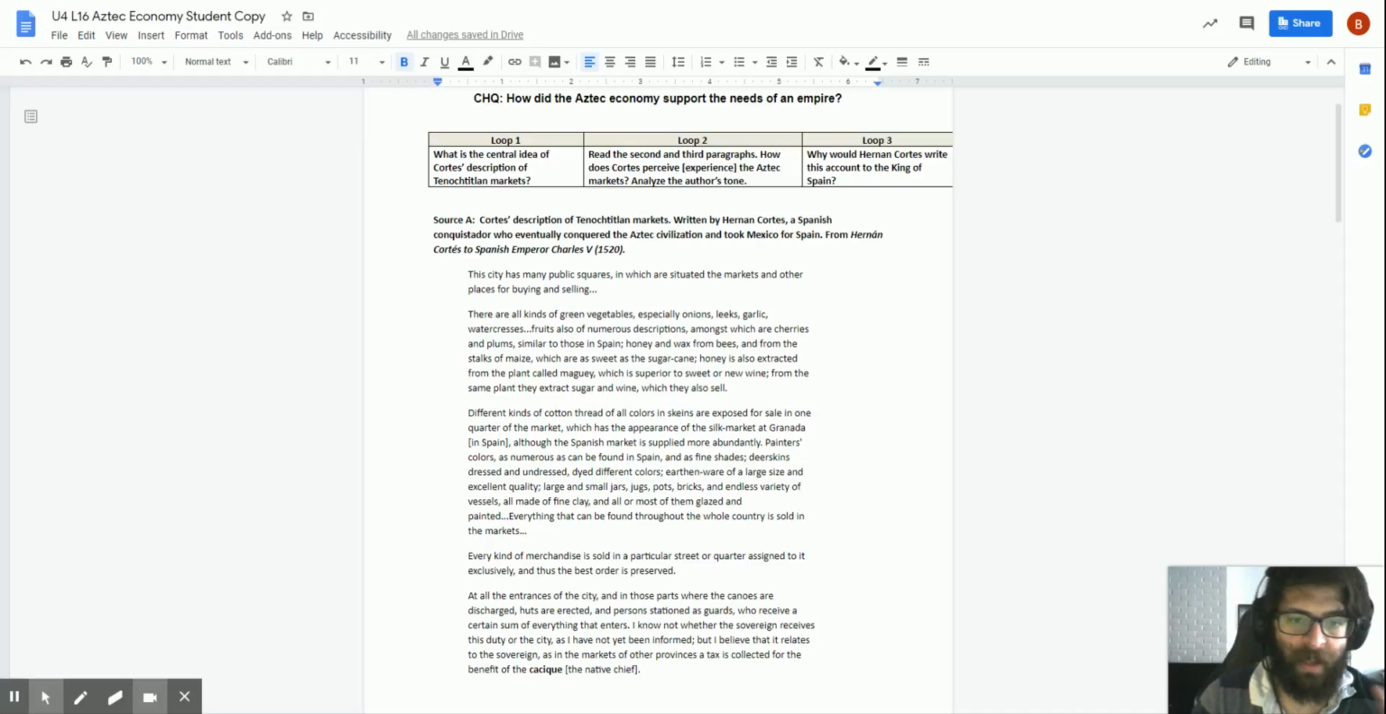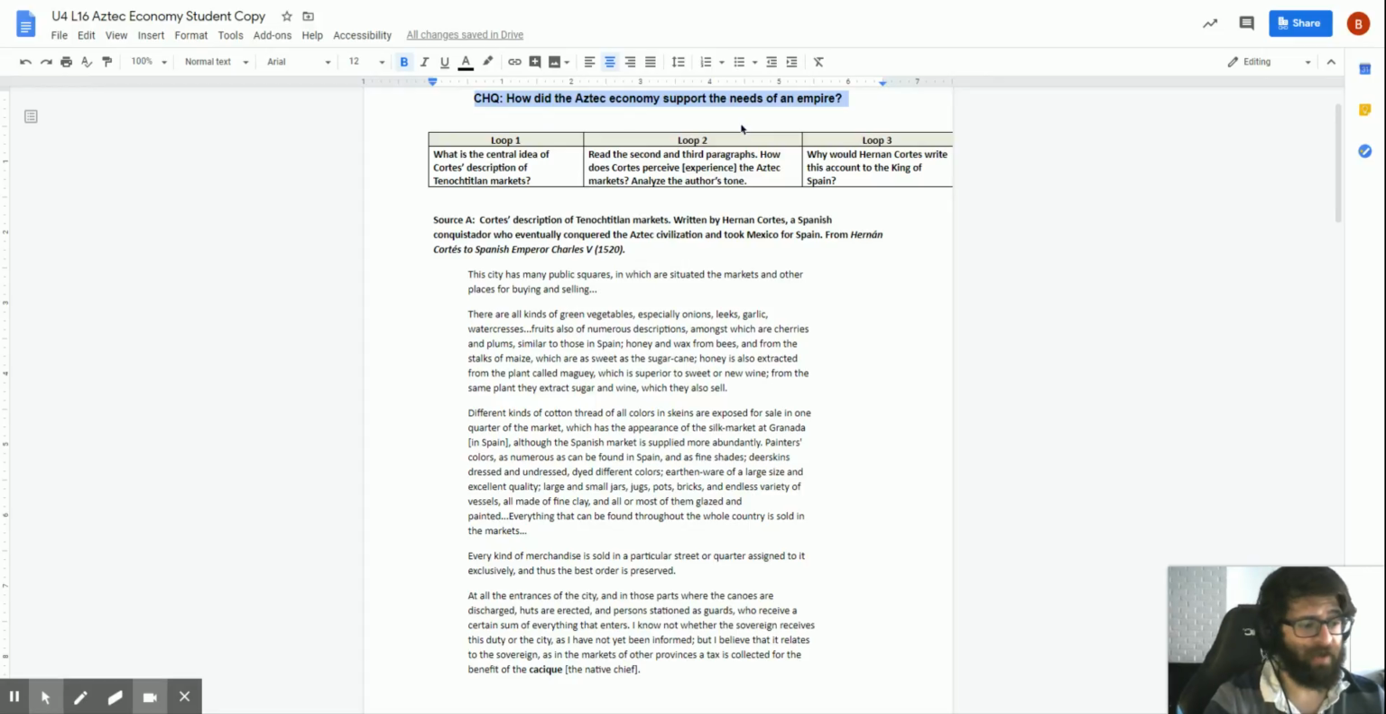Okay, 6th grade. Here's the last bit of info that you need to do for today's lesson, the source itself. As you can see, it gives us, once again, the CHQ up at the top. How did the economy support the needs of the empire? So how did the Aztec Empire get all of the goods and services and money that they needed for all of the people that are part of it? We have just one source today.